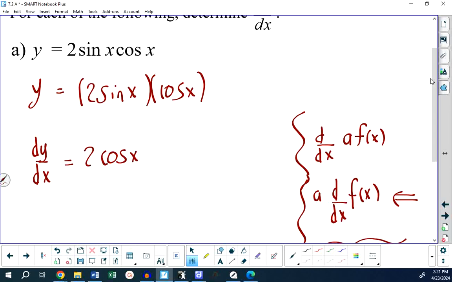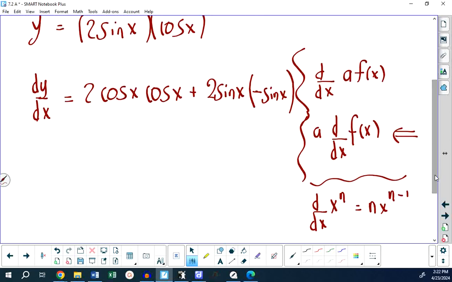That's the derivative of the first, times the second, which is cosine of x, plus the first, which is 2 sine x, multiplied by the derivative of the second. And the second is cosine of x, which has a derivative of negative sine of x. So we put this together, clean it up a little bit, and we get dy dx is equal to 2 cosine squared of x minus 2 sine squared of x.